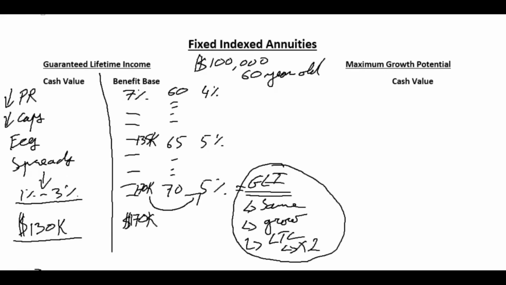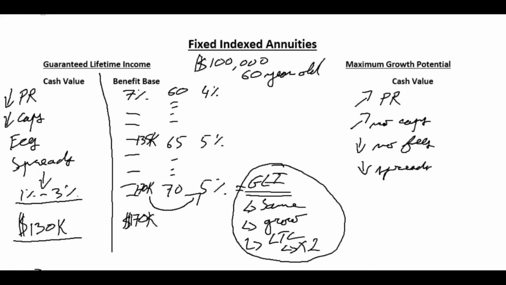If you look for a fixed index annuity with the maximum growth potential, what you're looking for here is high participation rates, high or no caps, low fees or no fees, and low spreads or no spreads, which will translate to an expected and potential growth of anywhere from 3.5% to 7+% over the course of the contract, which is usually 10 years.